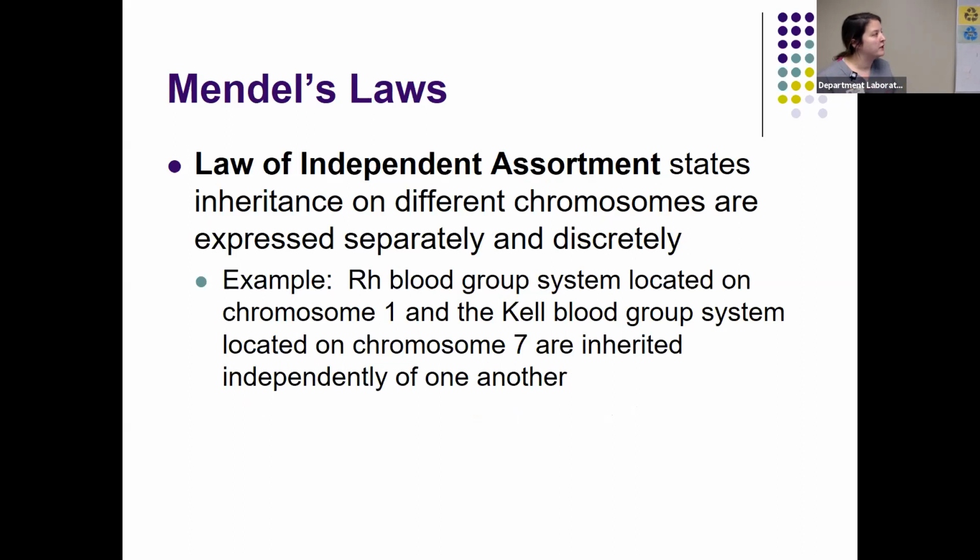And then you have the law of independent assortment, which states that inheritance on different chromosomes is expressed separately and discretely. What that means is your RH blood group system that we mentioned in the example, the D, C, and little e, those are on one location on chromosome 7, I believe. No, chromosome 1. And then you have your KEL group, you'll have big K and little k, KPA and KPB. Those are on chromosome 7. So they're inherited separately. Okay.